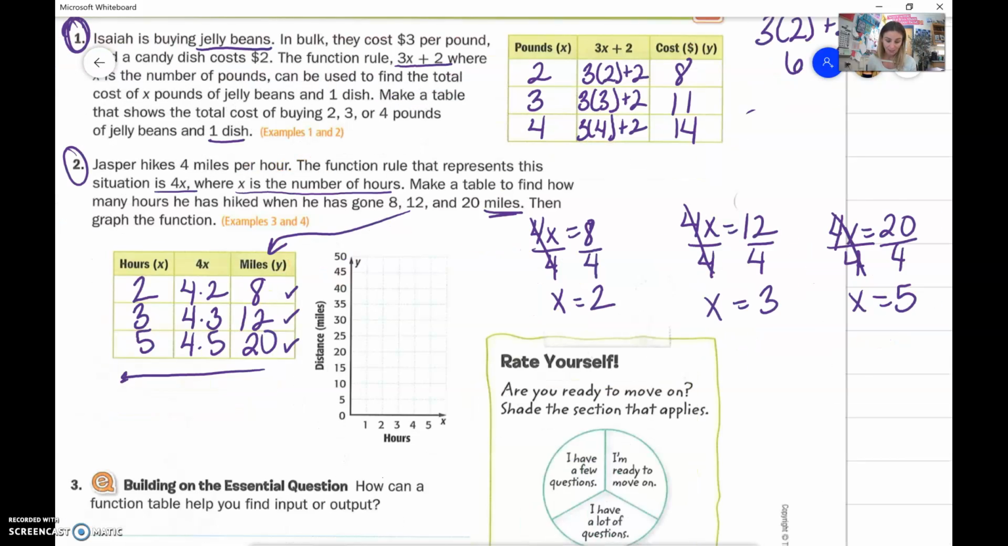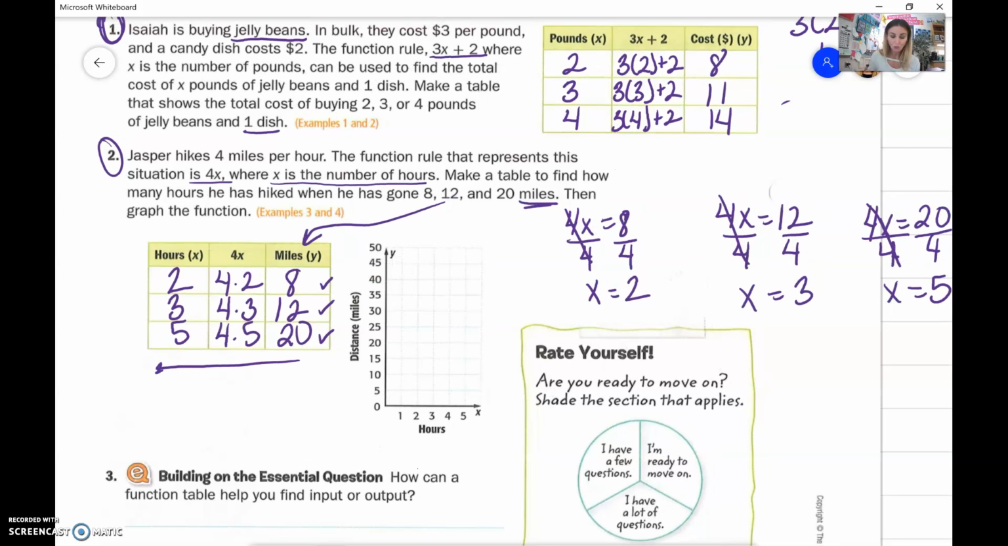Now, it's asking us to graph it. So we're going to use our x and y. Remember, our x goes first, so 2 comma y, which is 8. And then our next one is 3, comma 12, close parentheses. And our last one is 5, comma 20. So now we're going to go ahead and graph them. So we're going to go over 2 up to 8. Doesn't have to be perfect.